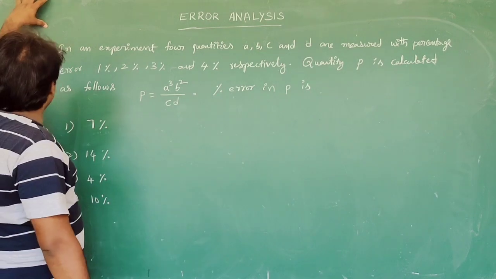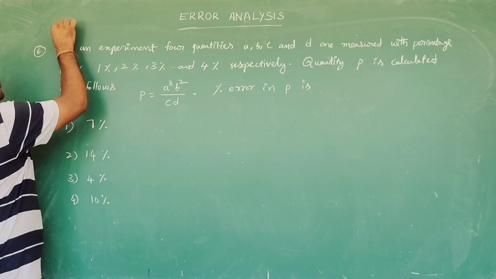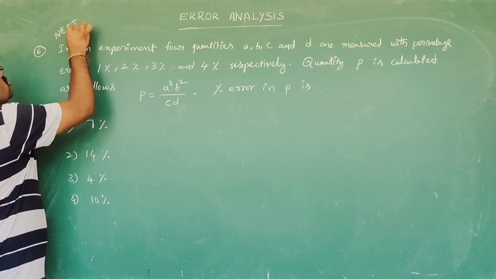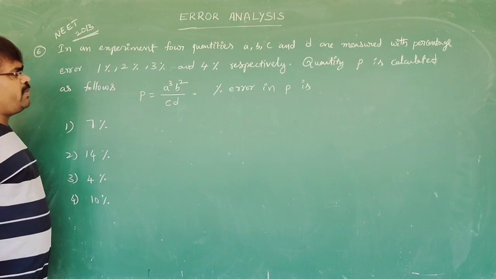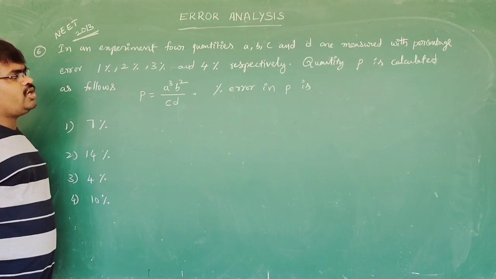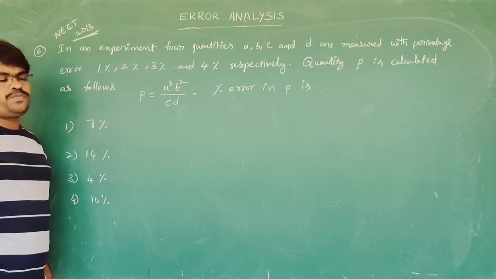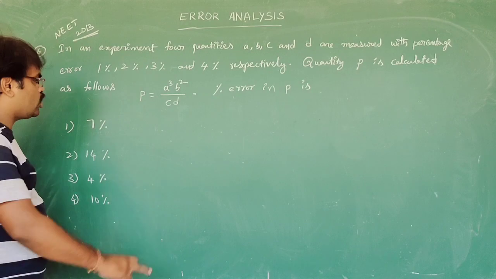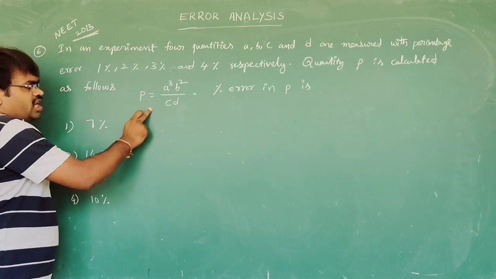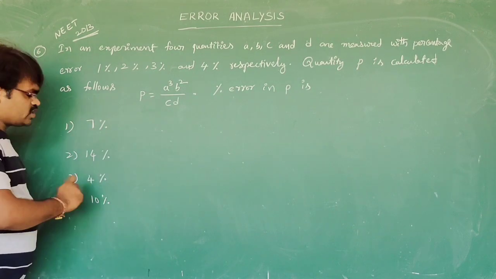Now, we are going to discuss the sixth one. It is the NEET 2013 problem. See, in an experiment, 4 quantities A, B, C and D are measured with percentage errors 1%, 2%, 3% and 4% respectively. Quantity P is calculated as follows. The relation is given. The percentage error in P is asked, with the given options.